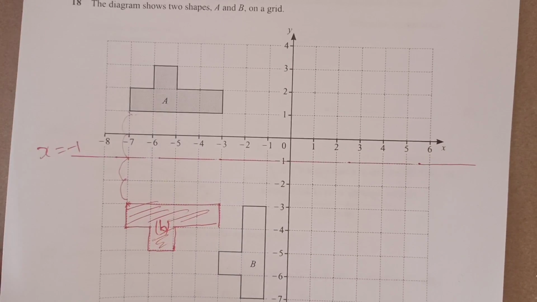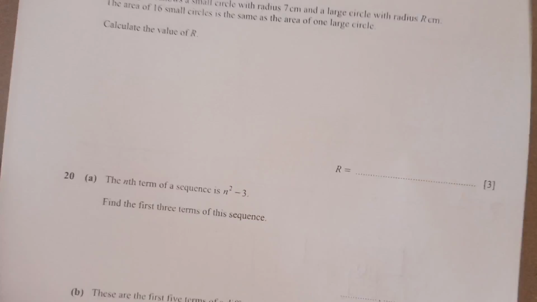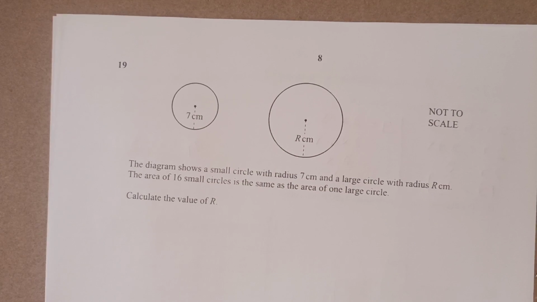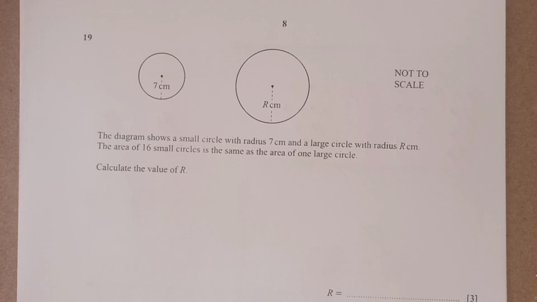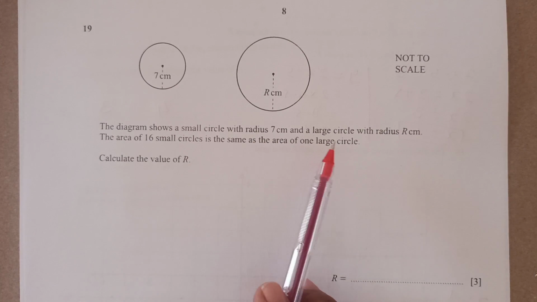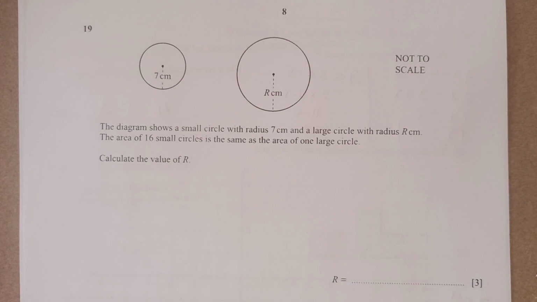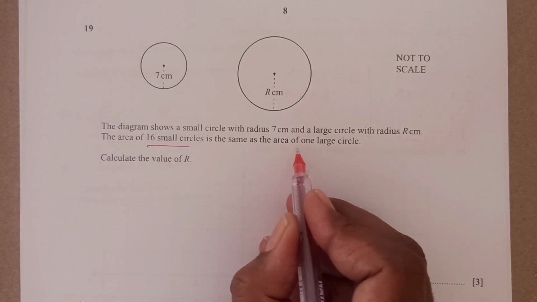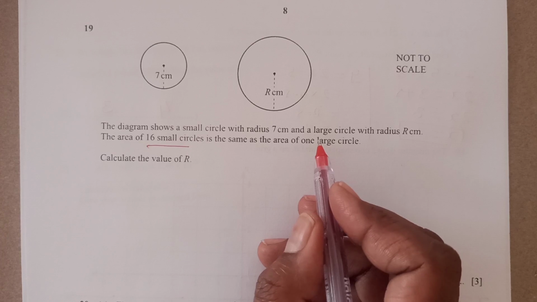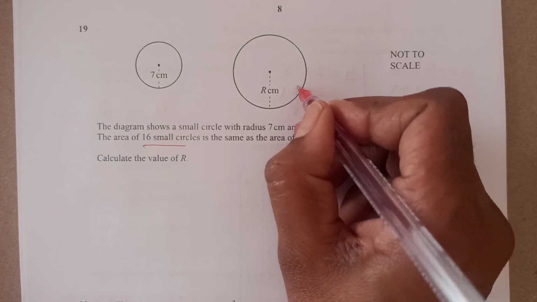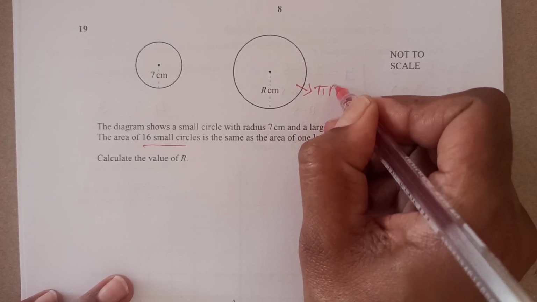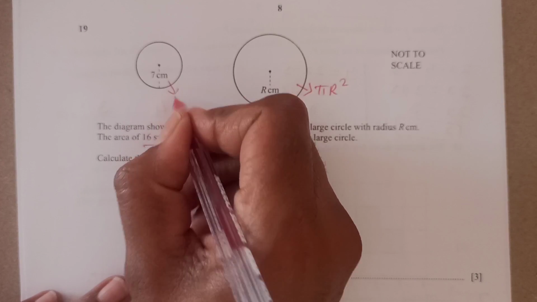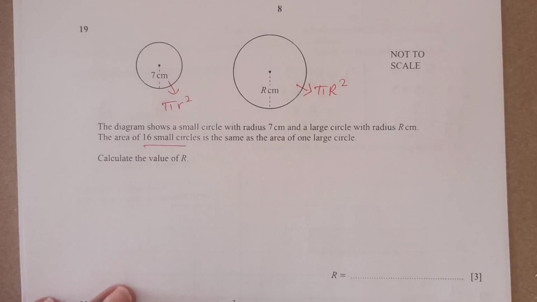Now let's move to the next one. Question number 19, we have 2 circles here. The diagram shows a small circle with radius 7 centimeters and a large circle with radius R, capital R. The area of 16 small circles is the same as the area of the one large circle. Okay, so this area is going to be pi r squared, and this area is going to be pi r squared, right?